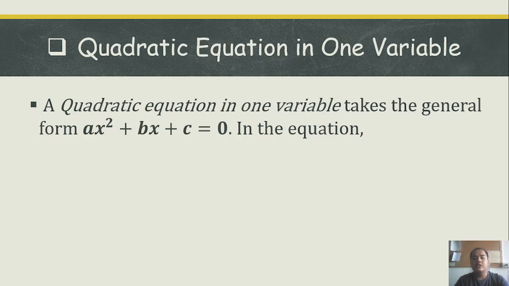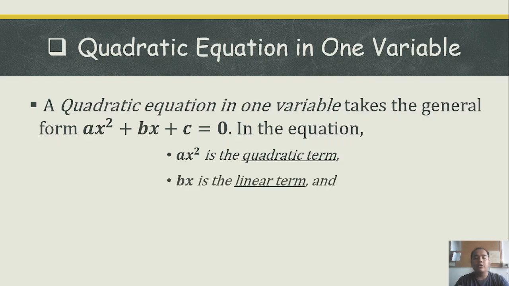So, in the equation class, meron siyang different parts. Again, a quadratic equation, yung general form niya or yung pinaka-general niya na form is the ax squared plus bx plus c is equals to 0. Meron siyang different parts, yung general form. So, ano ba yung mga parts? So, here are the parts. We have here the ax squared is the quadratic term. The bx is the linear term. And c is the constant term.